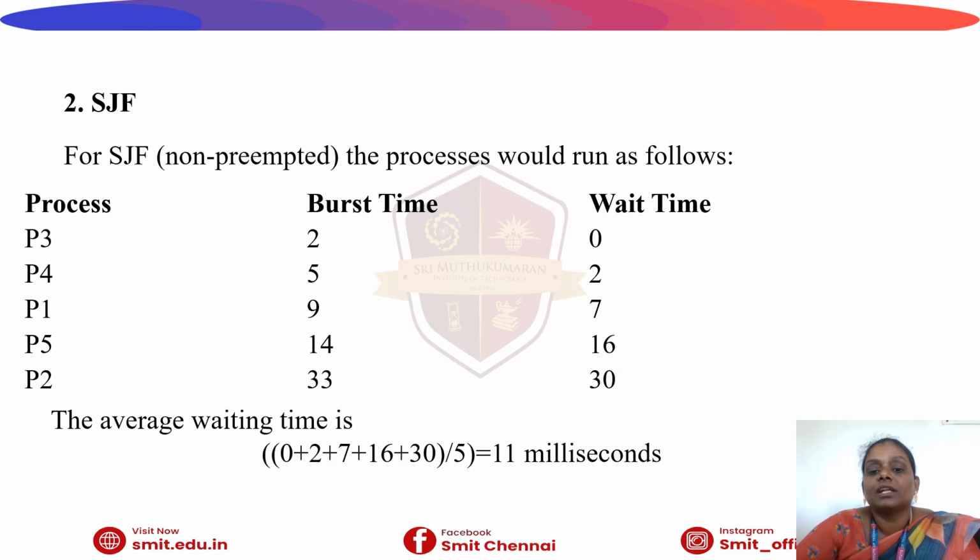So based on the waiting times calculated, the average waiting time is 0 plus 2 plus 7 plus 16 plus 30 divided by 5, which is equal to 11 milliseconds.